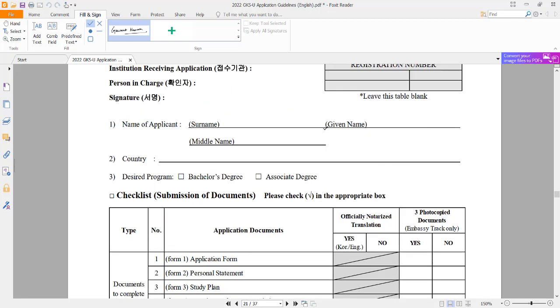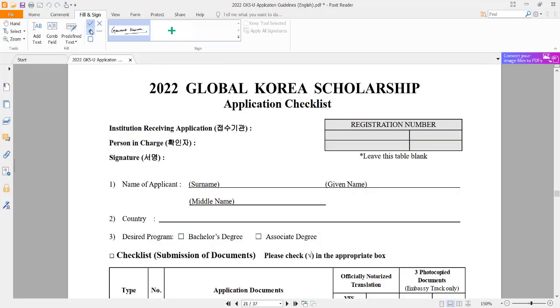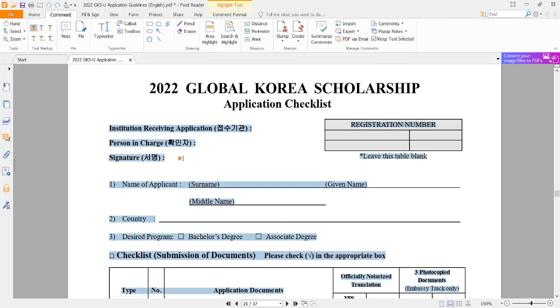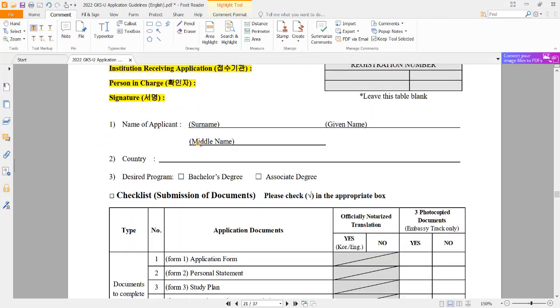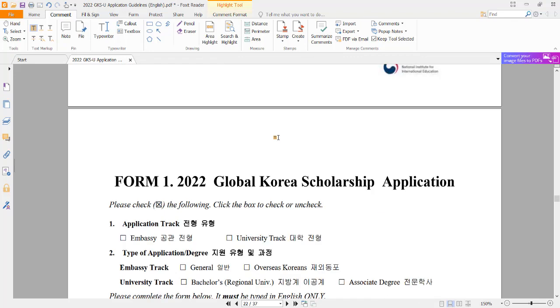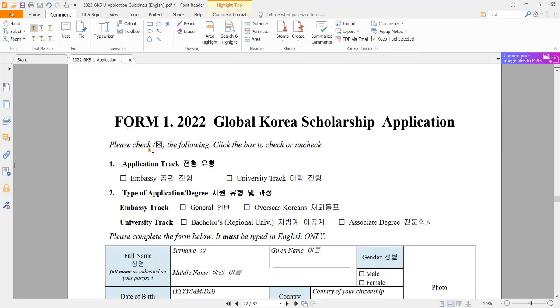And also one important thing is that you don't have to fill this column. I'll show you these things. You don't have to fill it, so you leave these things blank. You start with the first option, that is the name of the applicant, and then just tick yes or no, whatever you are submitting.